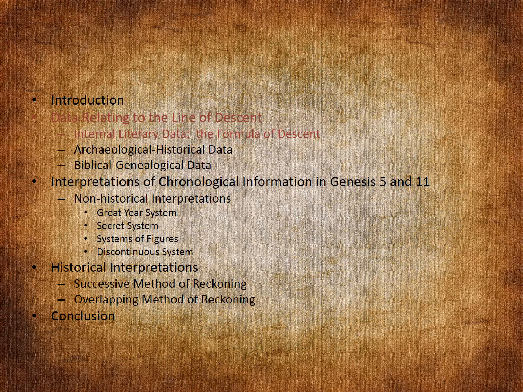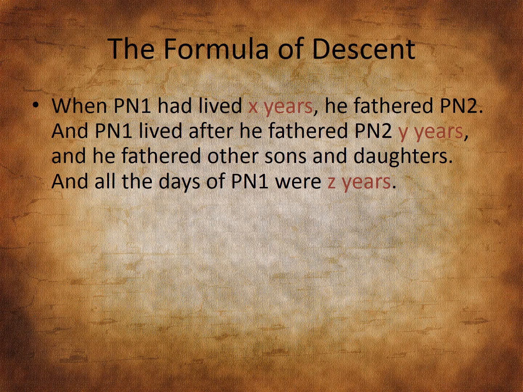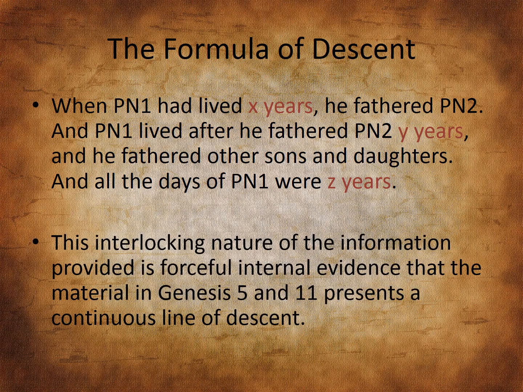Internal literary data. The formula of descent goes like this. When patriarch number 1 had lived X years, he fathered patriarch number 2, and patriarch number 1 lived after he fathered patriarch number 2, Y years, and he fathered other sons and daughters, and all the days of patriarch number 1 were Z years. This interlocking nature of the information provided is forceful internal evidence that the material in Genesis 5 and 11 presents a continuous line of descent.